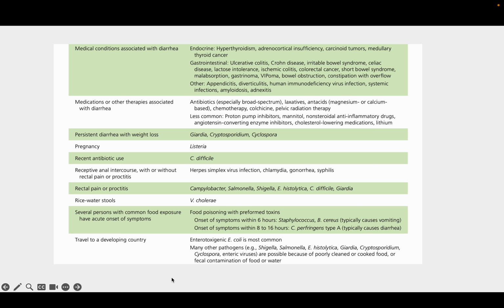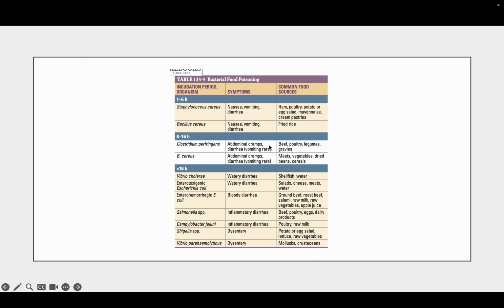Travelers diarrhea, already mentioned. Most common cause enterotoxigenic E. coli. So this is one of the most important things I want to mention. So these are the common, 1 to 6 hours. I already mentioned Staphylococcus and Bacillus. They mostly present with nausea, vomiting, and diarrhea. 8 to 16 hours mostly abdominal cramps and diarrhea. Vomiting is very rare, and they're generally Clostridium perfringens.